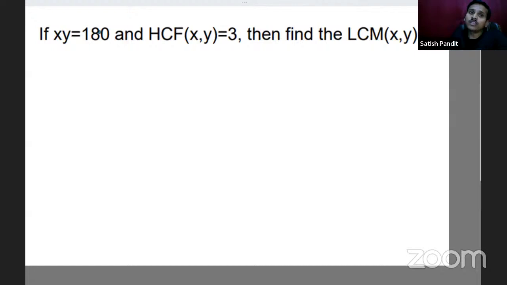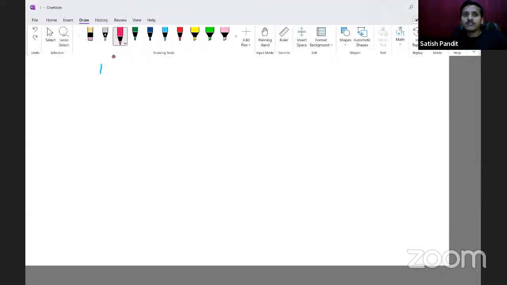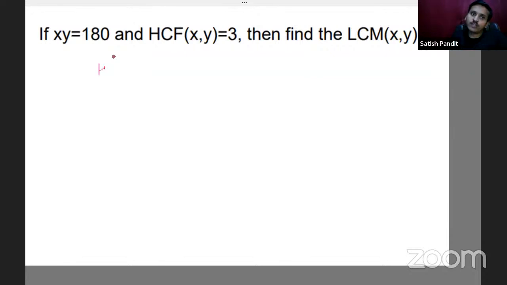See, we know the relationship. HCF of two numbers x comma y into LCM of the same two numbers x comma y is equal to the product of the two numbers. Okay. So what is HCF? 3. What is LCM? We have to find out.